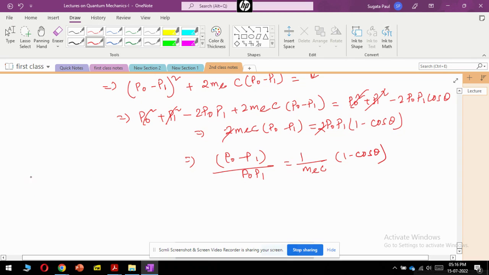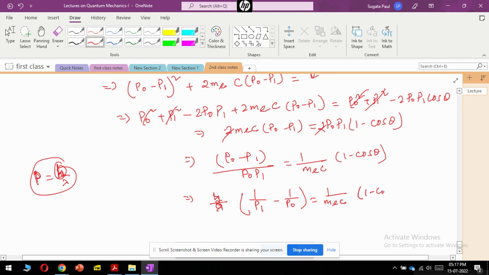Now here we know that we can write p equal to h by lambda, because momentum and wavelength have this relation using Planck's constant. So we can write p0 equal to h by lambda0. Before that we just have to simplify some of the terms: (p0 minus p1) by p0 p1 we write as 1 by p1 minus 1 by p0, equal to 1 by m_e c into (1 minus cos theta). Now we substitute this part.